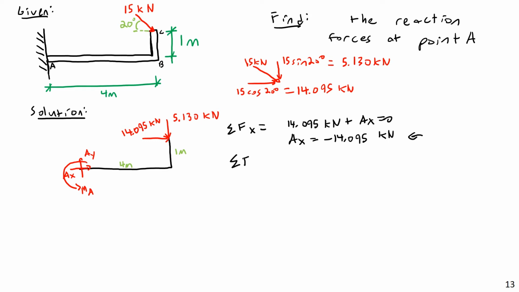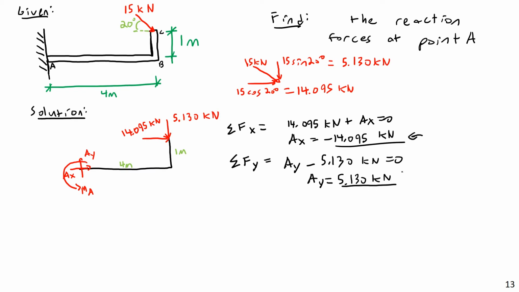Then summation of forces in the Y direction. I will have, let's see, positive AY, and then minus, if I can keep from jumping ahead, minus 5.130 kilonewtons. And this equals 0 because this is a statics class. And so then AY, if I solve for AY, is 5.130 kilonewtons. And I have my second reaction force and thus second answer. And so this is 5.130 kilonewtons upward.